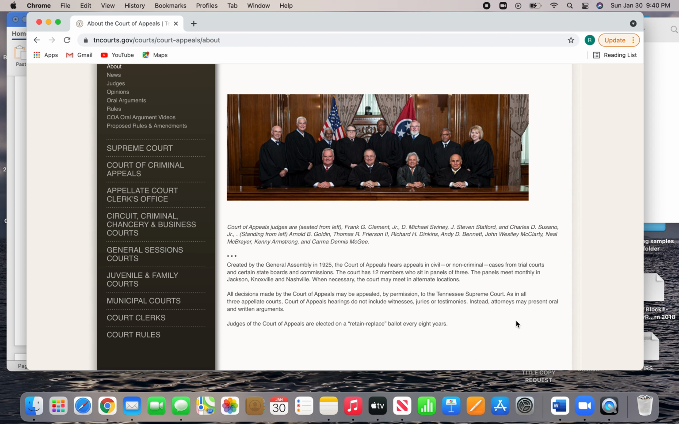So that is something that he can do. Do appellate courts retry the case? Well, let's see here. I think we have it here, and I believe they do, but let's just read it. All decisions made by Court of Appeals may be appealed. So there's your answer: by permission to the Tennessee Supreme Court. As in all three appellate courts, Court of Appeals hearings do not include witnesses, juries, or testimonies. Instead, attorneys may present oral and written arguments. Judges of the Court of Appeals are elected on a retained replacement.